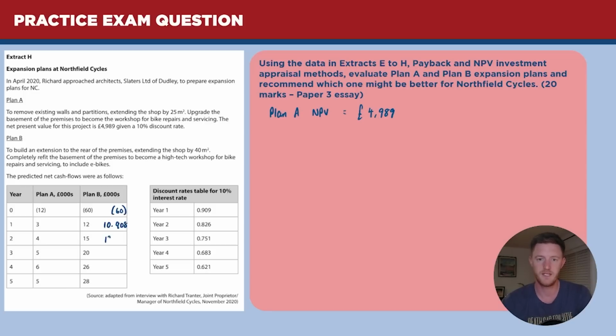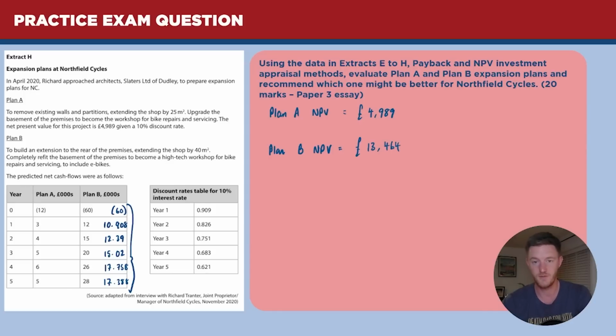We've got negative 60, 10.908, 12.39, 15.02, 17.758, and 17.388. That's by multiplying our discount factors. It's kind of annoying that they're not in line. They could have done that at least to make it a little bit easier for you, but nonetheless, that means our net present value for plan B is 13,464. So therefore it's higher. So that could be one of your arguments for the plan B option.